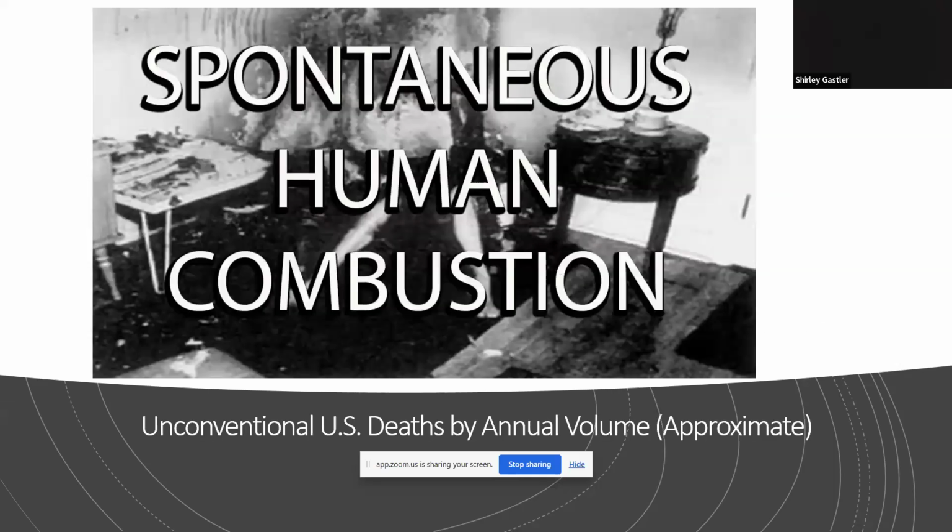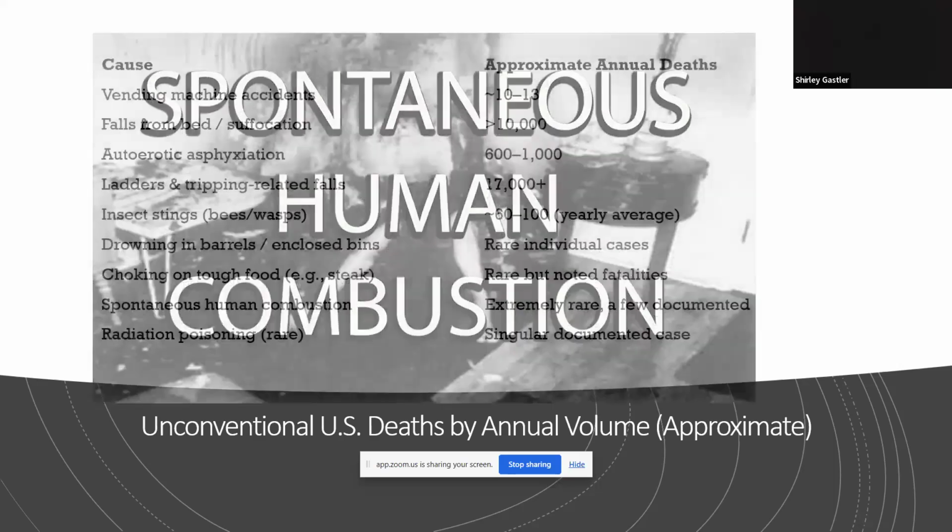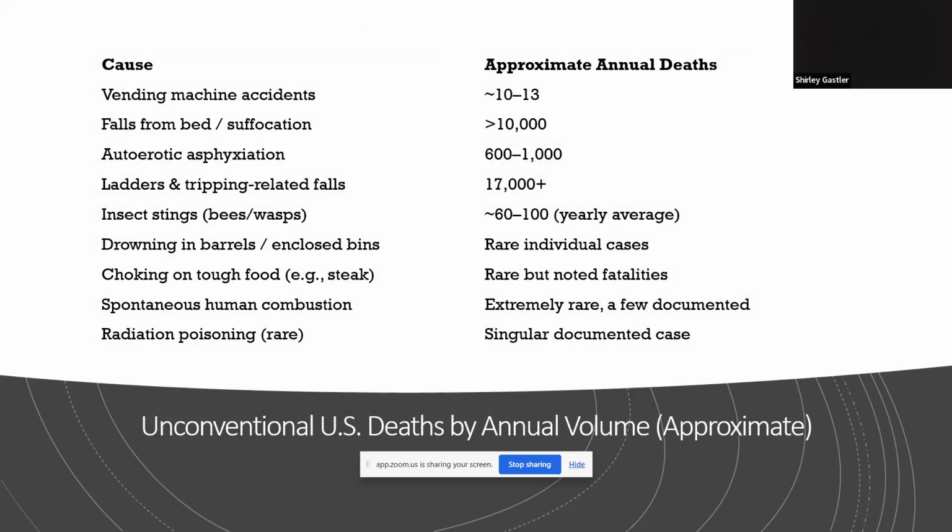causes. So here's kind of an interesting one. I elicited from a couple of different groups what topics they wanted to add, and one of the ones was unconventional U.S. deaths by annual volume, and of course, spontaneous human combustion is one of them. But this one, the guesses could be pretty wide. So I'll just give you the list right off the top.